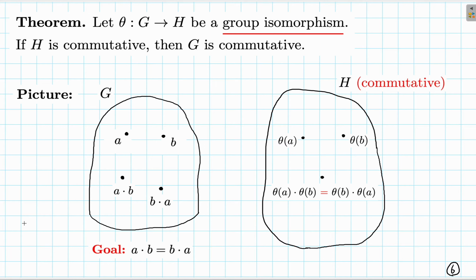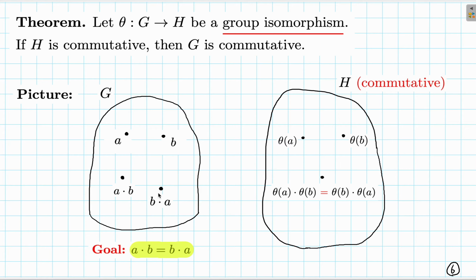Now, before we actually write down our proof, we have some visual that hopefully can give us some direction on how to go about proving it. So we have G here, the domain of theta, and then we have H, which is the codomain, and we know H is commutative. And we're trying to show that G is commutative, so we have a pair of elements A and B, and we'd like to show that A times B equals B times A. And right now I drew those two products separately, but we want them to be the same.